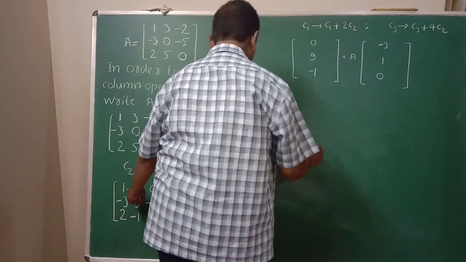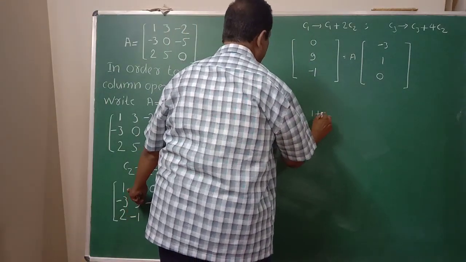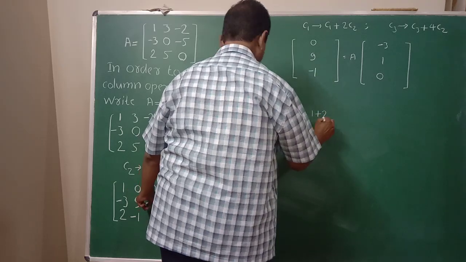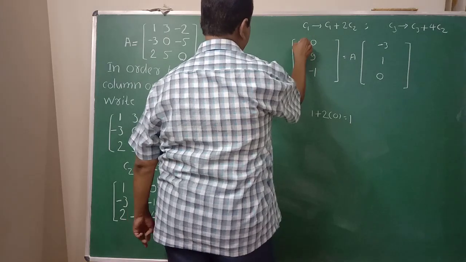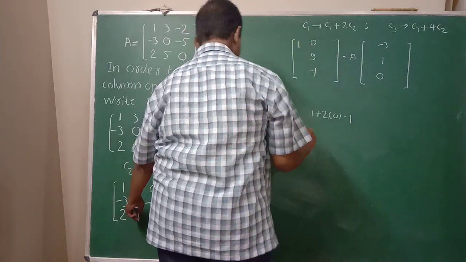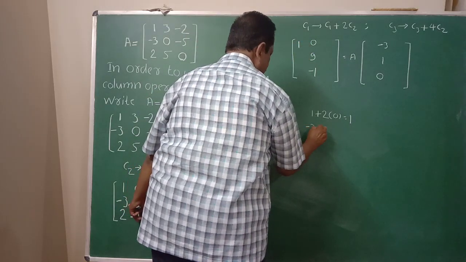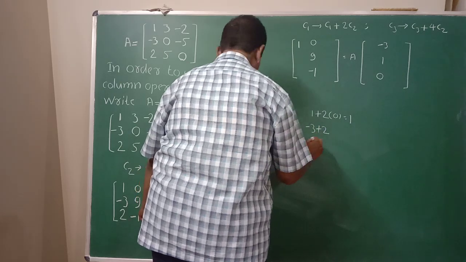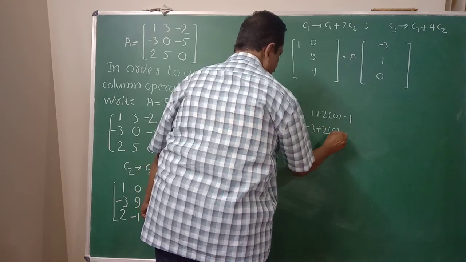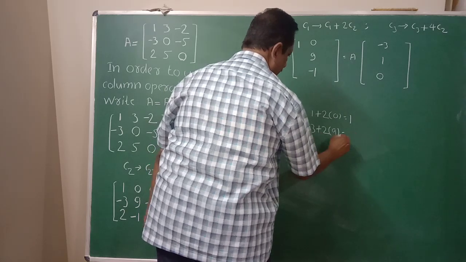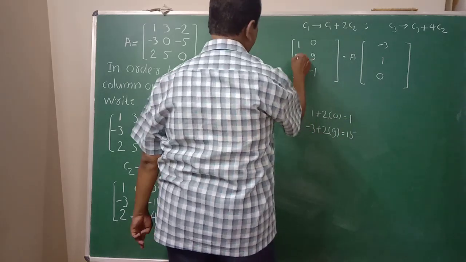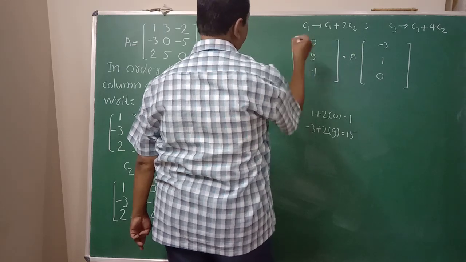So 1 plus 2 into this 0 is equal to 1. So write here 1. Then minus 3 is there. Minus 3 plus 2 into 9 here. 9 twos are 18. 18 minus 3 here is 15. So this is 15. So write here 15.